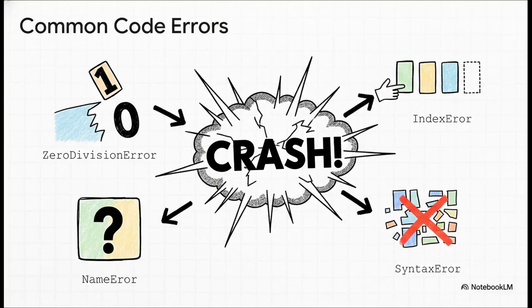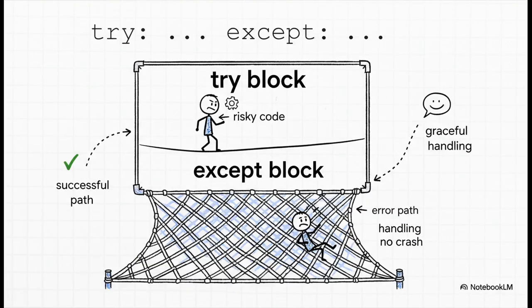You know, when you're coding, there are all these little landmines waiting for you. Your code might accidentally try to divide by 0, or maybe it tries to grab an item from a list that doesn't exist. Any one of these errors can make your whole program just crash, which, let's be honest, is a terrible experience for anyone using it. So how do we build a safety net for our code? We use something called exception handling.